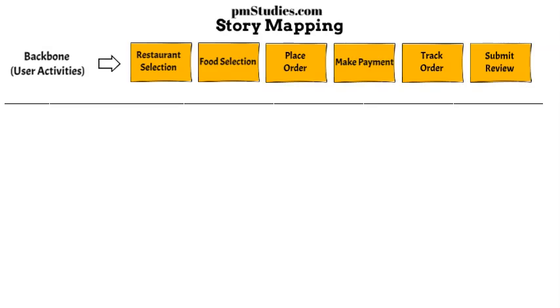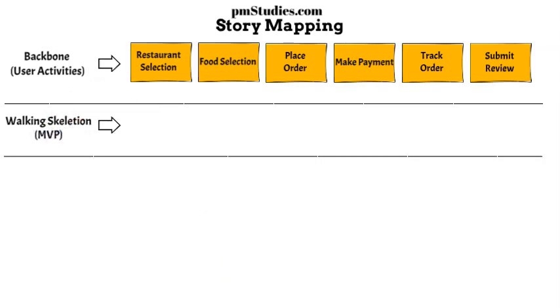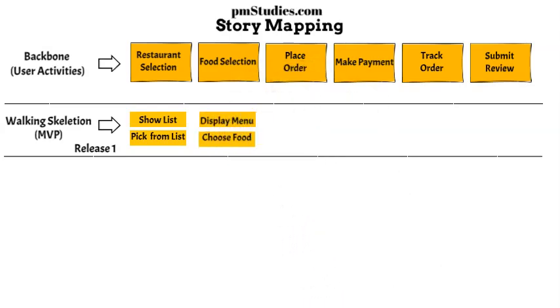We'll then define the contents of the walking skeleton, guided by the end user's perception of a minimum viable product, MVP. These will be delivered in the first release. Under the activity of restaurant selection, there will be two user stories, one to show a list of restaurants and another to pick from the list. For food selection, one user story to display a menu and another to choose the food shown on the menu.